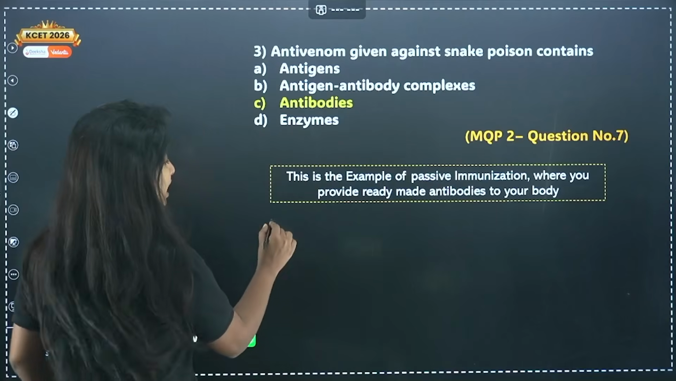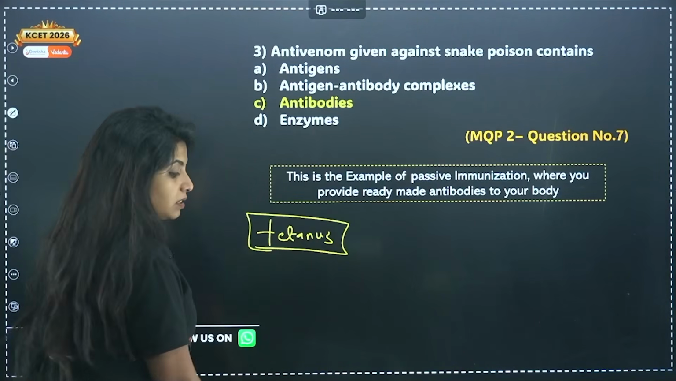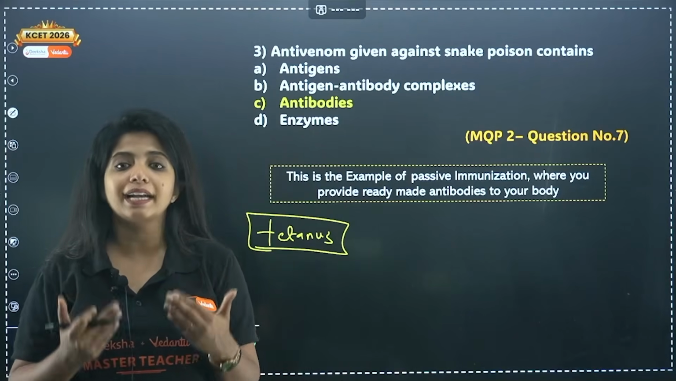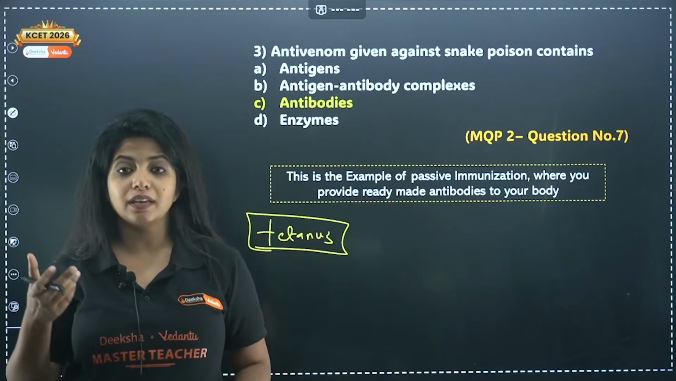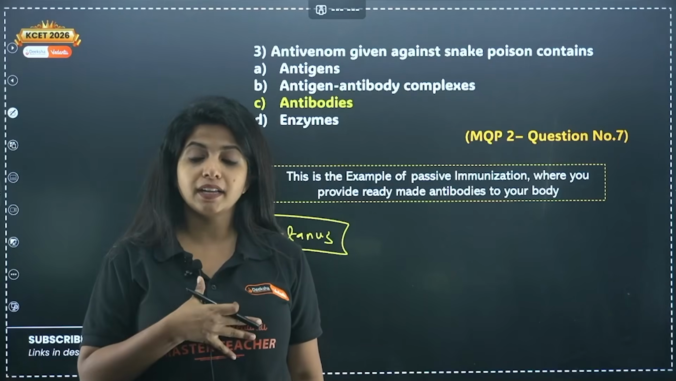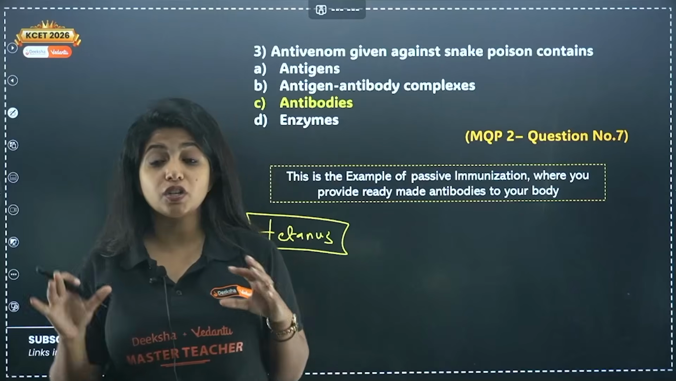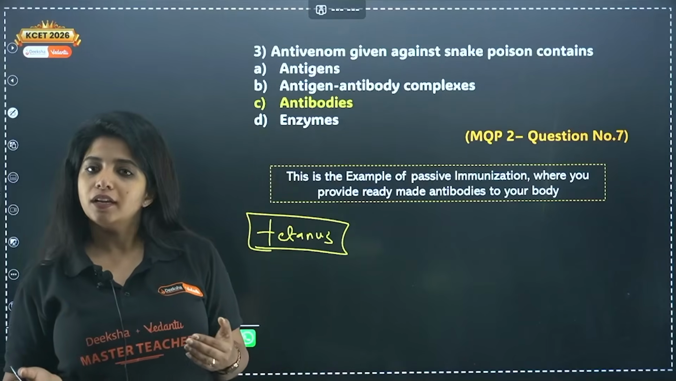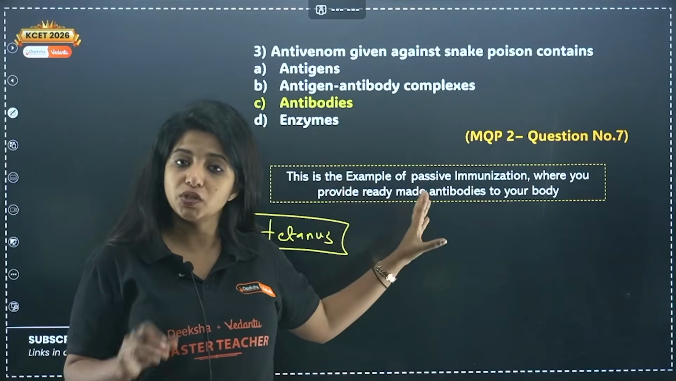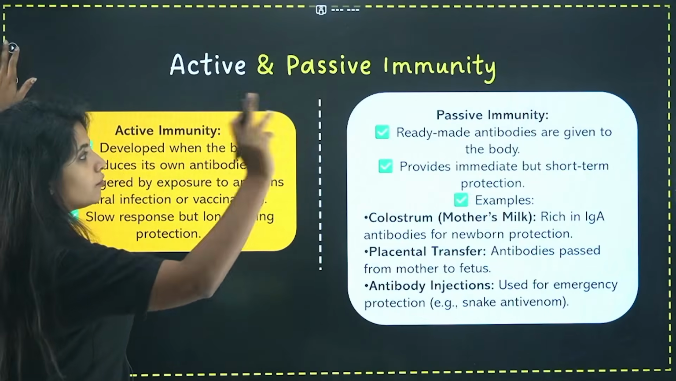Same thing goes with the tetanus injection. When we fall down from some place or things like that, we are given a tetanus injection. Why? Because we want ready-made antibodies. Tetanus is caused by bacteria, and this bacteria can affect our body. We want ready-made antibodies to be there, otherwise they can cause a huge lot of trouble in our body. Antitoxins against tetanus also contain ready-made antibodies. Please remember that. Vaccination is an example of active immunity.